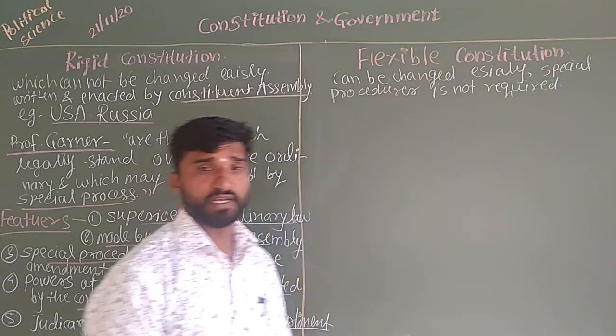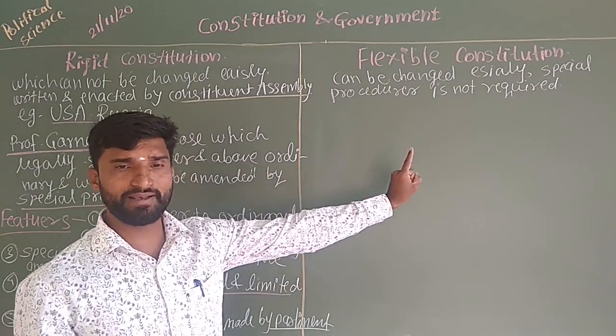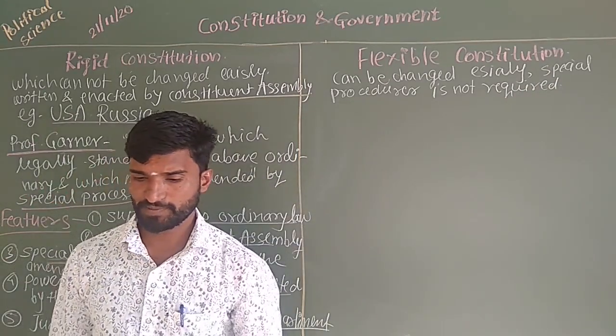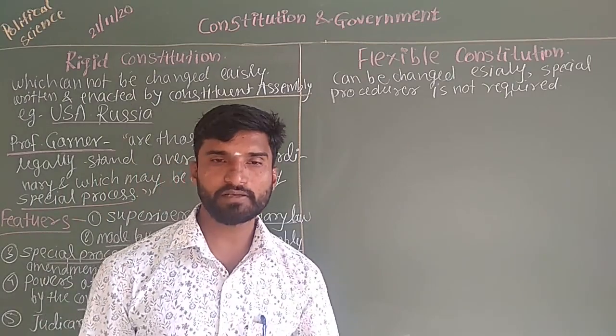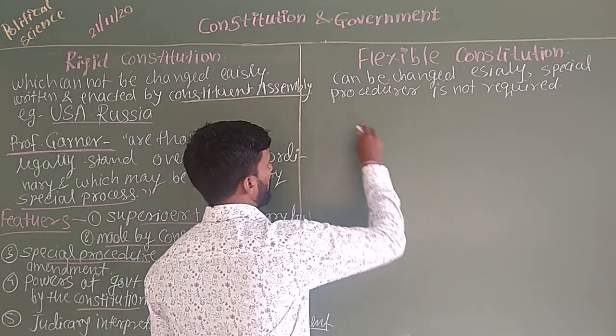Special procedure is not required. It can be made easily, like the ordinary law. So it's called a flexible constitution. Easily we can make it, and it does not make any difference between constitutional law and ordinary law. Both laws are made by the Parliament following a common law making procedure.